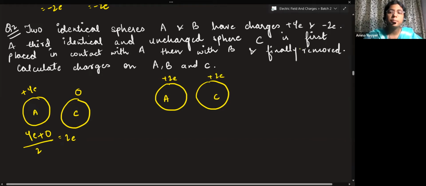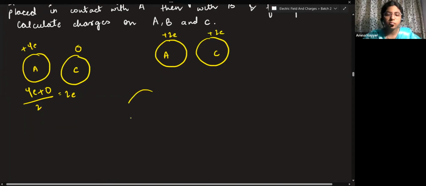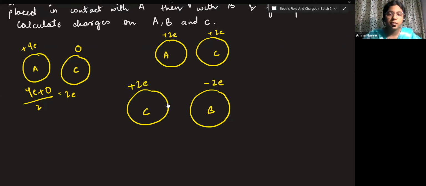Now it is made in contact with B. This is C and this is B. So C we have calculated, C has 2e charge. B is already given minus 2e. Kulsum, check it for C. Rest are correct. Just check it for C once.